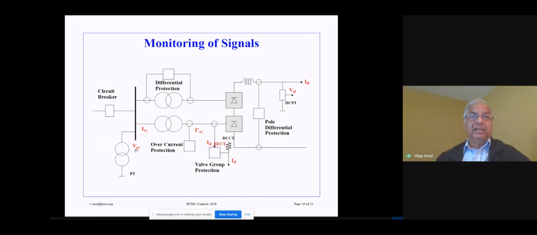We monitor also the AC voltage. There's a PT over here, so that can monitor the AC voltage. You can monitor the AC current as well. So these can be linked into the circuit breaker for protection for any kind of fault on the DC system. So these are the various monitoring signals.